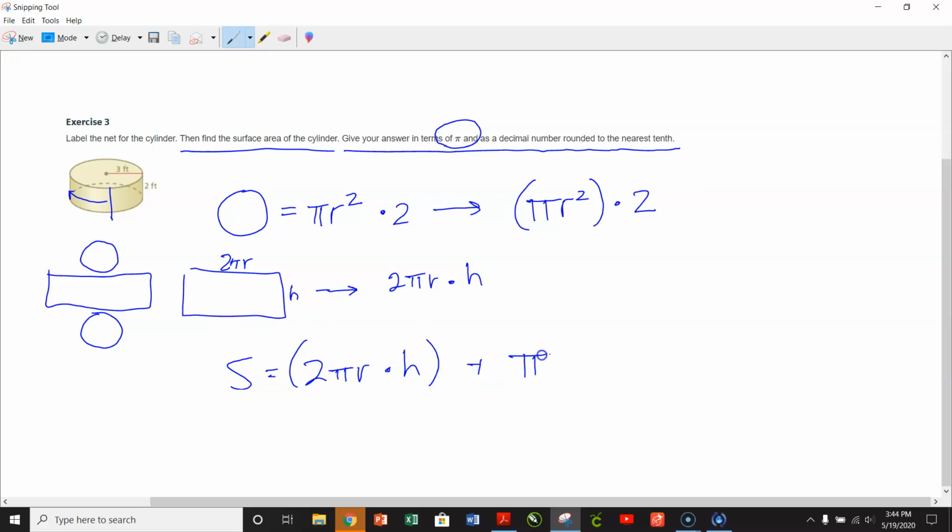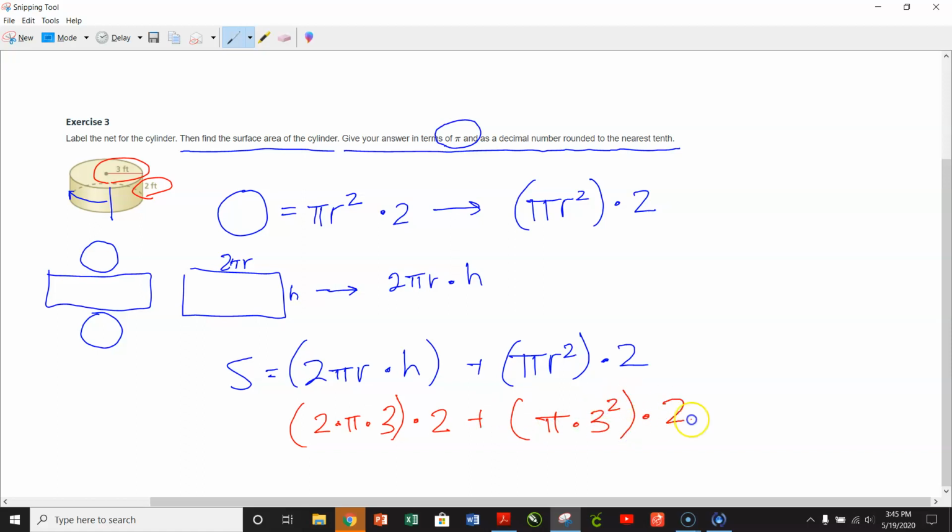plus pi r squared times 2, right? And now we just have to start plugging in our numbers here. And so we have 2 times pi times r, which is 3 feet, times, probably put parentheses around that, times 2, which is right there, the height, plus pi times 3 squared times 2.